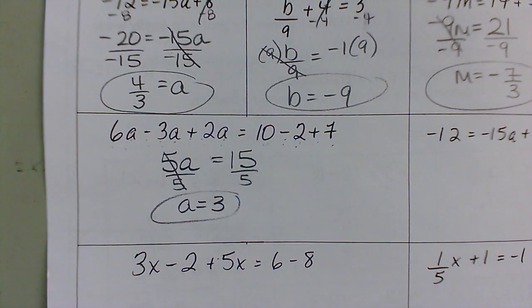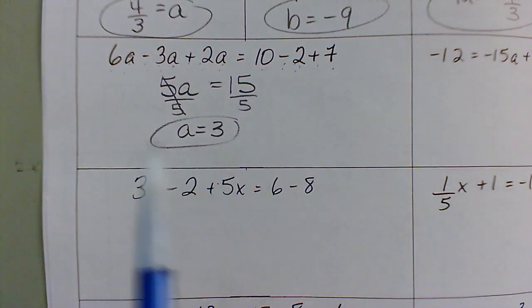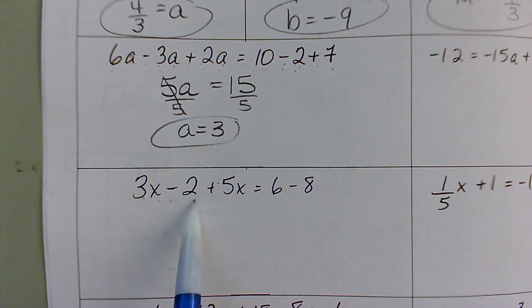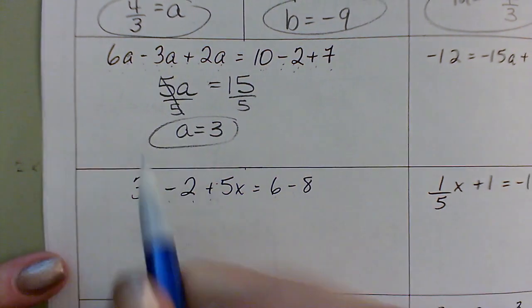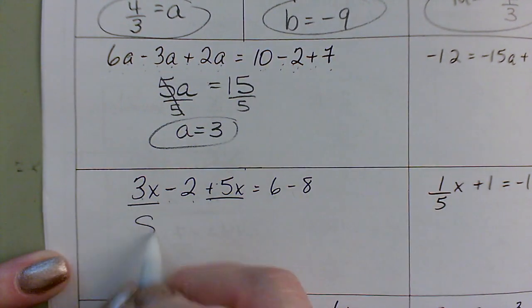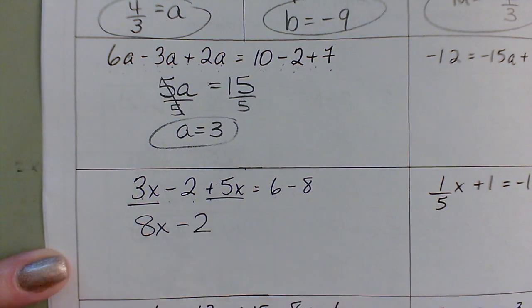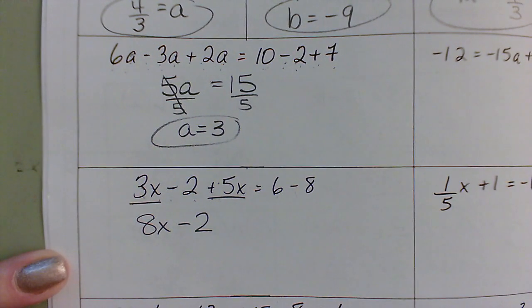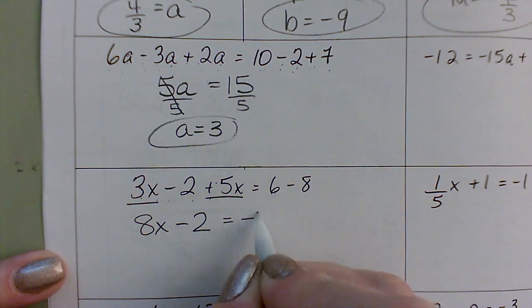Not too difficult? All right. Let's look at this one. So this time I've got a 3x, a minus 2, a plus 5x, and on the other side I've got a 6 minus 8. Does everything on this side go together? No, just the x's, right? So I'm going to do my x's first. I'm going to put them together and get that 8x. I still have that minus 2 that I'm going to deal with after. And on the other side, I get a 6 minus 8 giving me a negative 2.